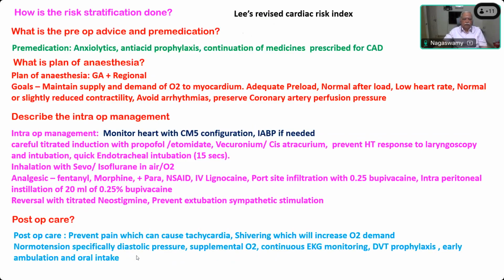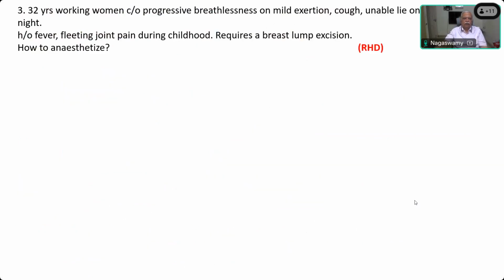And normotension, specifically diastolic pressure, supplemental oxygen, continuous CVC monitoring, and rarely DVT prophylaxis in the obese or in other patients who had a previous history of DVT. That is the specification that you have to give here. And early ambulation and oral intake. Okay, all these things are the post-op care that you have to think of.